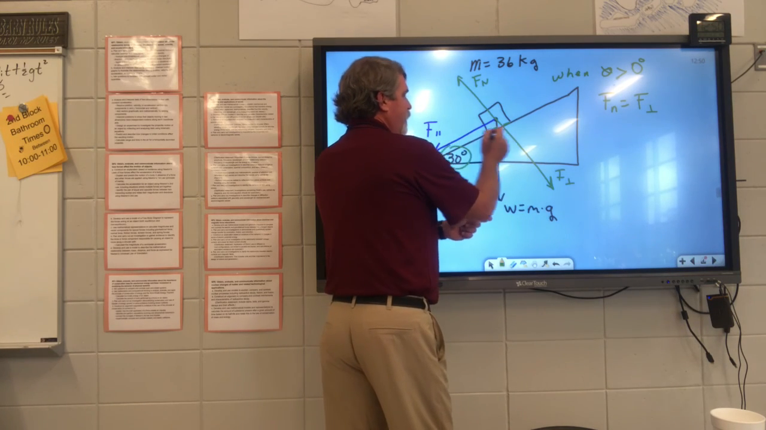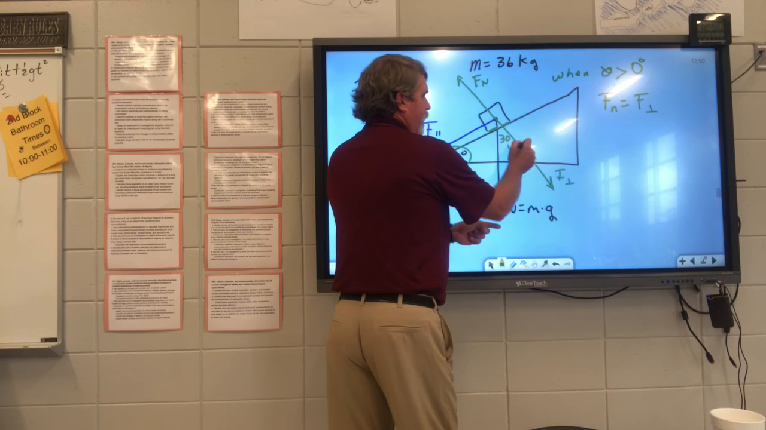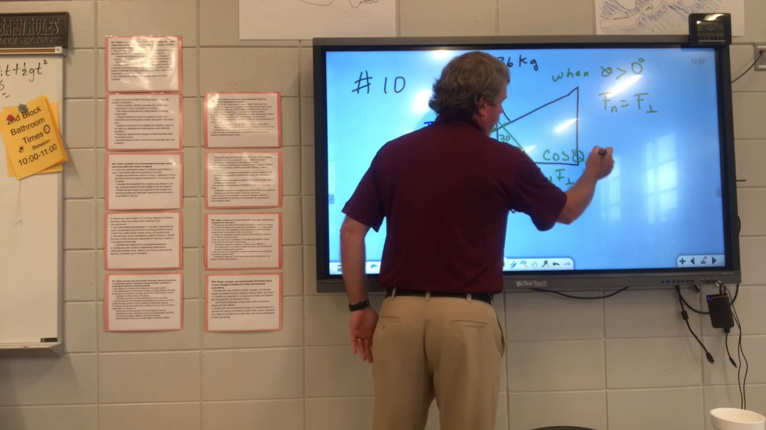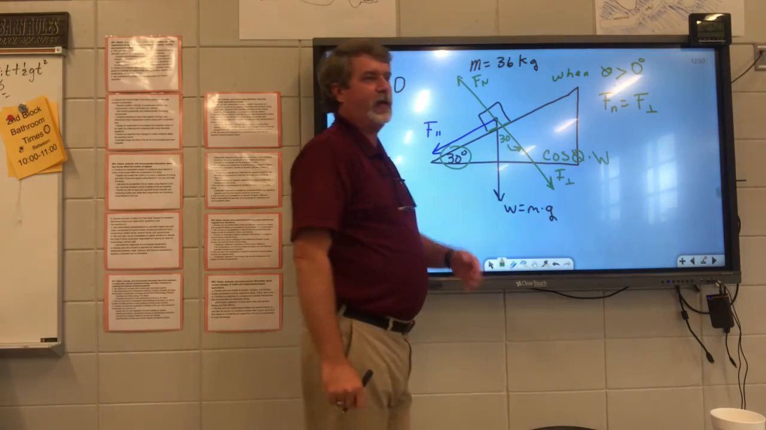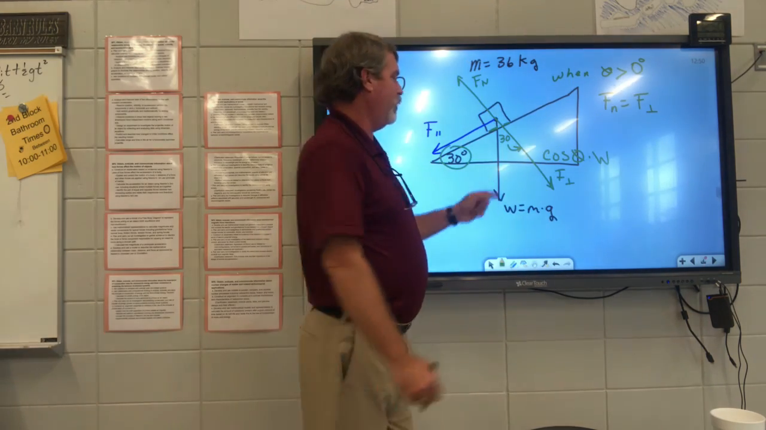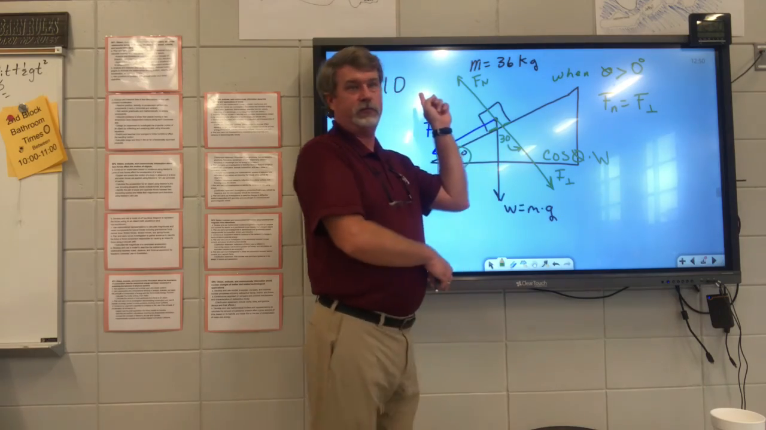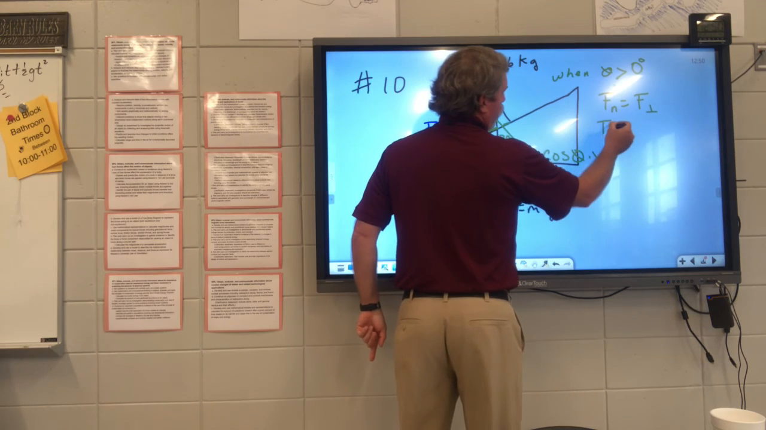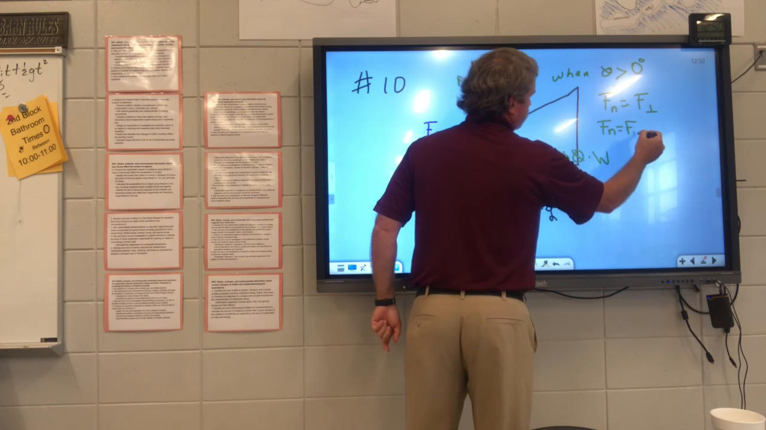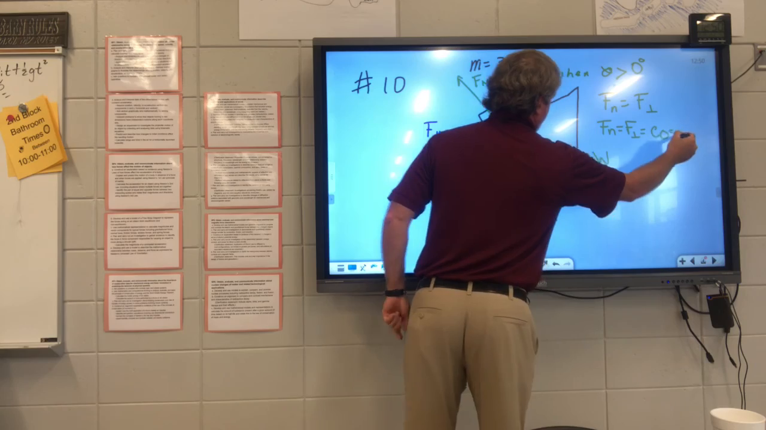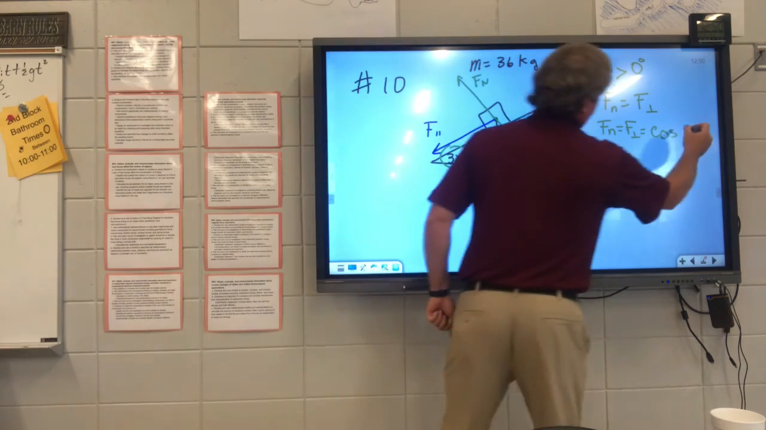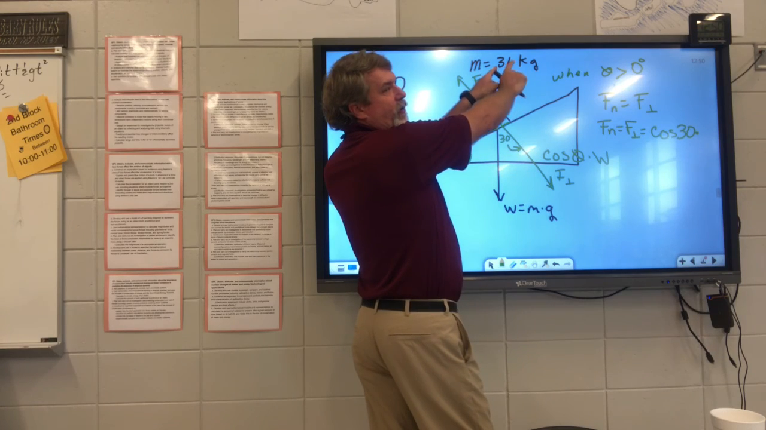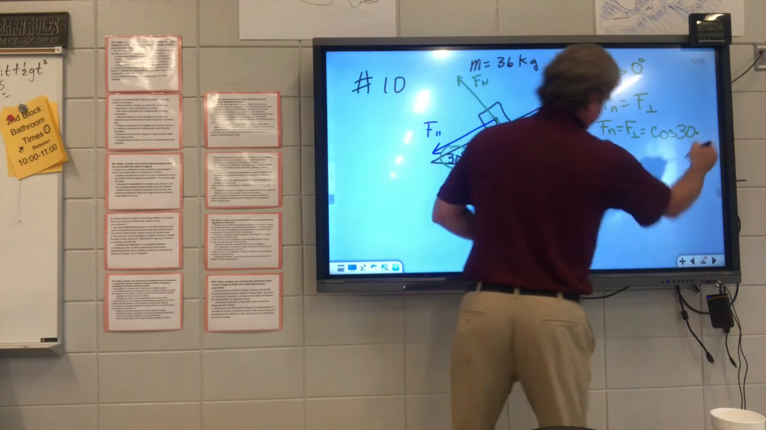If this is 30, then I know this is 30, and that component is the cosine of theta times the weight, which is where I made the mistake earlier doing mass times gravity. So, for number 10, the force normal will equal force perpendicular, or will equal cosine of 30 degrees times the weight, which is mass times gravity, 36 times 9.8.